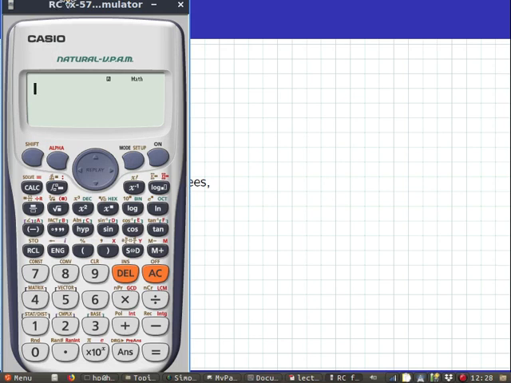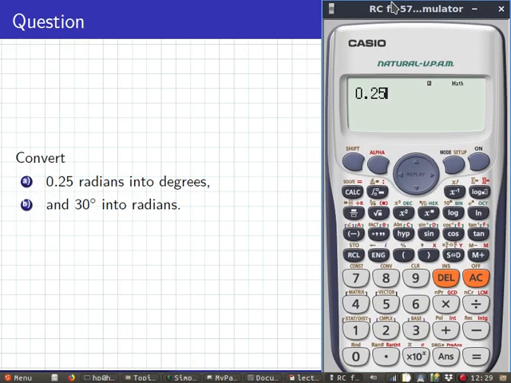Okay, so 0.25 radians into degrees is multiplied by 180 over pi. That's one way to do it. 14.3. Did you get that? The next one, the other way around, 30 degrees into radians. That is 0.524 radians. Are we okay with that? Yep.